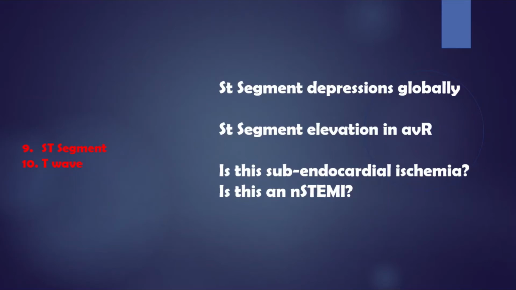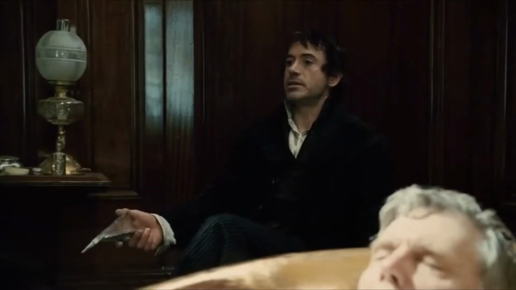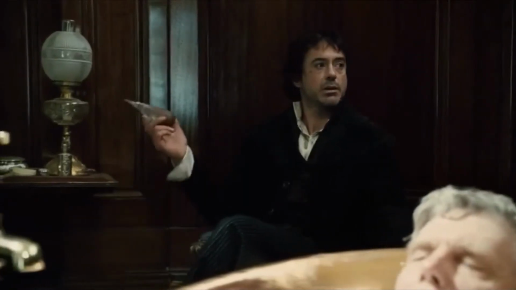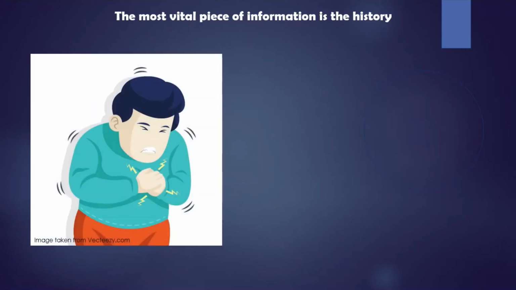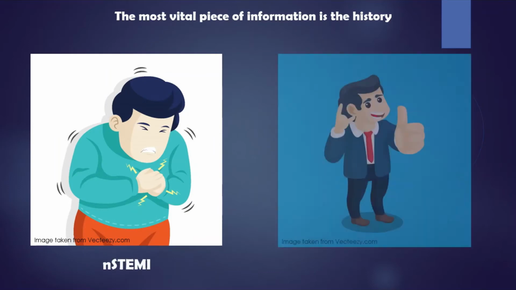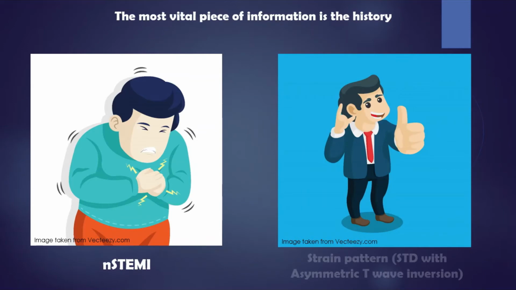Well, the most important thing is missing from an ECG, and in the words of the famous Sherlock Holmes, data, data, data, I cannot make bricks without clay. If your patient is squeezing onto his chest, he's in severe pain, you know that it's a STEMI. But on the other hand, if your patient is giving you a thumbs up and he's on the phone, you know that it was a strain pattern, ST depressions with asymmetric T-wave inversions.